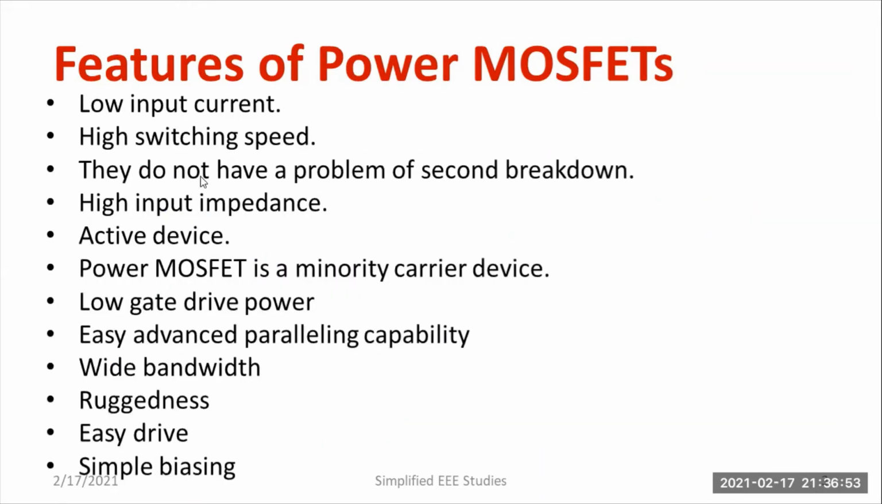We can say that it has low input current and high switching speed compared to power BJT, and they do not have any problem of second breakdown. Okay, so those are the main advantageous features of power MOSFET. It ensures high input impedance. Moreover, it is an active device, and power MOSFET is a majority carrier device. Then low gate driver power requirement. So the gate driver will be a simple one only.